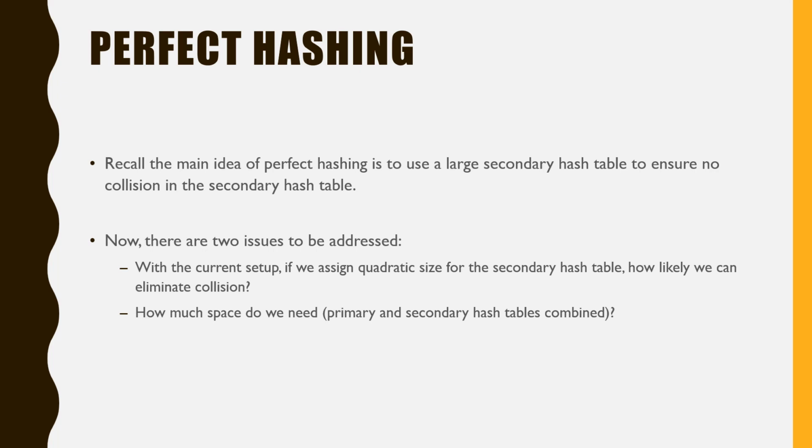Next in this video, we will further investigate two remaining issues relating to perfect hashing. First, recall that we may need to try several times before finding a good secondary hash function that is collision-free. And we would like to come up with an estimation for the number of trials. Second, recall that we need to allocate quadratic space for the secondary hash tables. Therefore, we would like to analyze the expected space consumption.